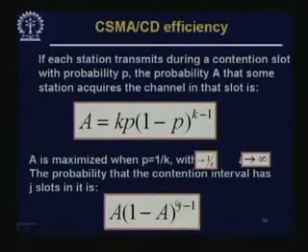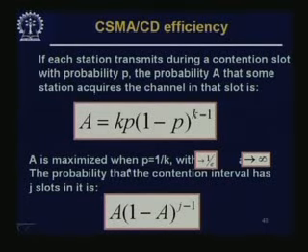And just one last word about the CSMA/CD efficiency. We will not go into the details of this discussion, but suppose each station transmits during a contention slot with probability p, the probability A that some station acquires the channel in that slot is A = kp(1-p)^(k-1). So p is the probability that the contention slot is taken by one node, and (1-p) is the probability that all the other k-1 nodes have not taken it, that is k into p into (1-p) to the power k-1.